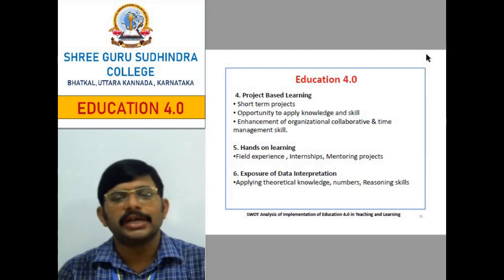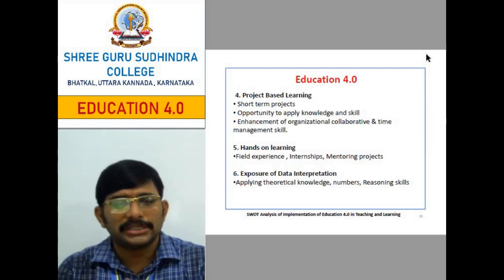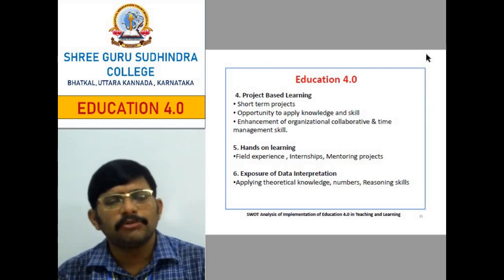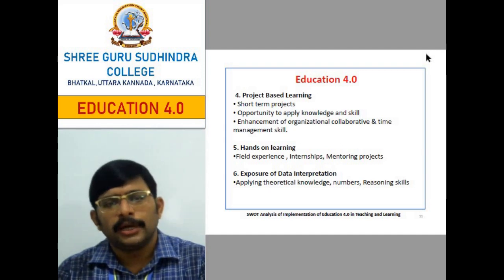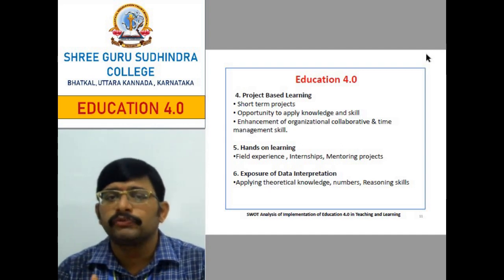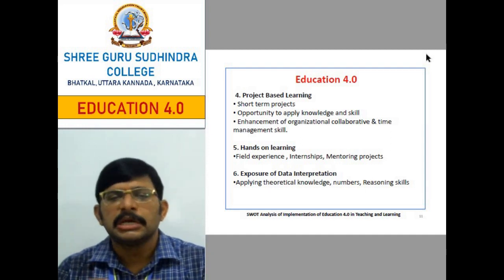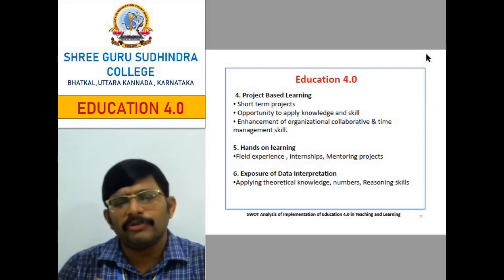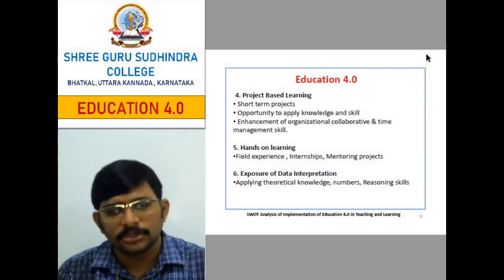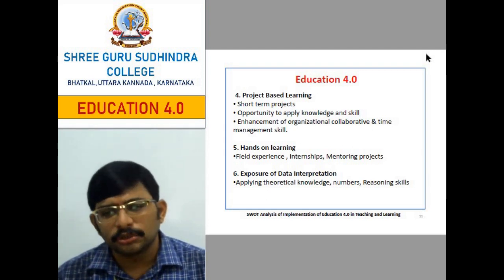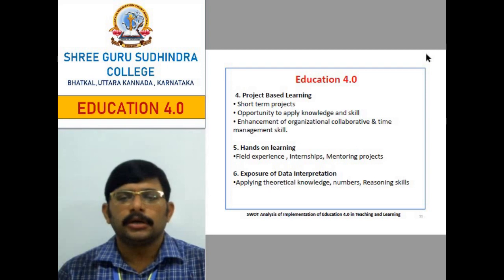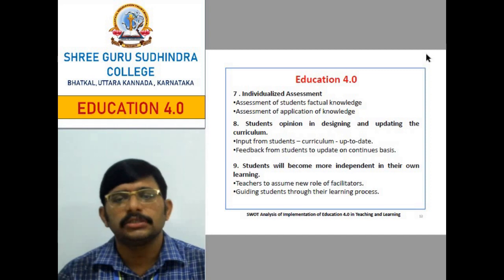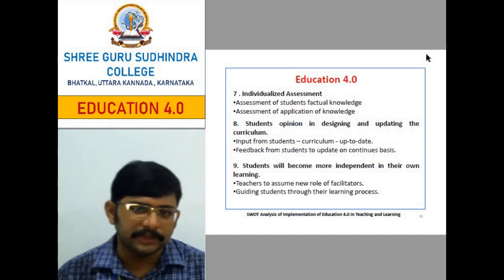The point number five is hands-on learning, because, as I already mentioned, points four and five are totally interlinked. The students want to learn things through project-based learning, and this is the time where we, being the educators, should encourage the students to learn with these methods, because practical exposure is much more essential than the theoretical things. Theoretical knowledge they can encash anytime, however they want, but practical exposure is very much essential. Exposure to data interpretation, numbers, and reasoning skills, which we call mathematical reasoning aptitude. That is the new system of learning.